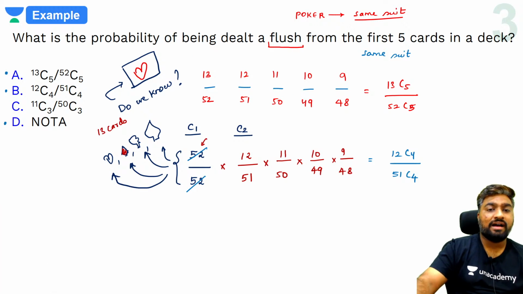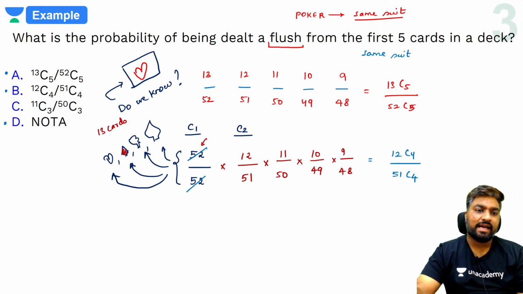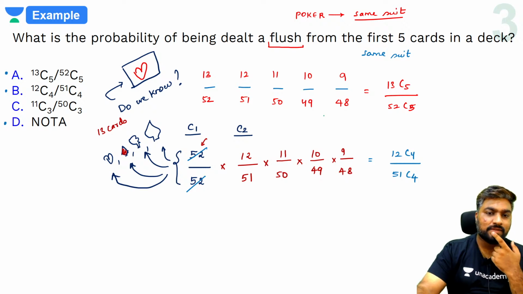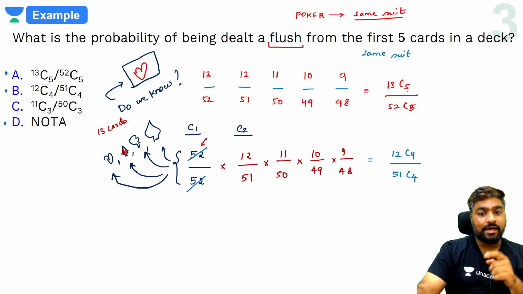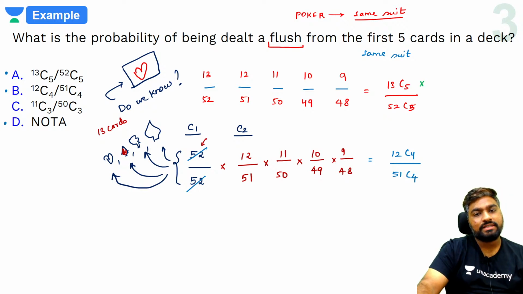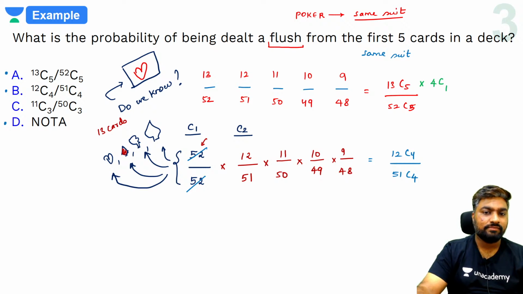Now what if you have done this already? What if ये कर लिया आपने, now you don't want to mess this up, right? ये आपने कर लिया, अब इसको कैसे सुधारें? How will you rectify this? Here you will have to include 4c1 in the numerator.